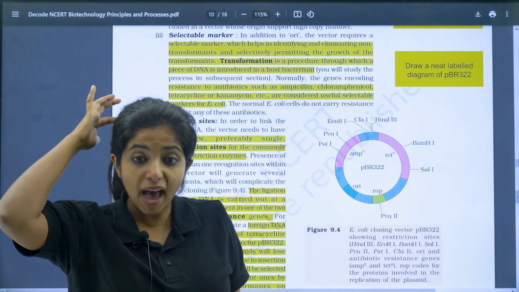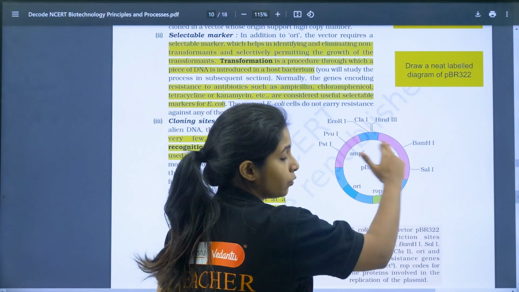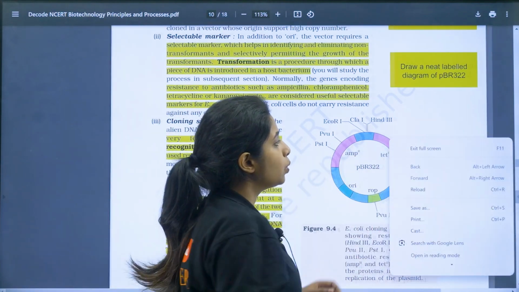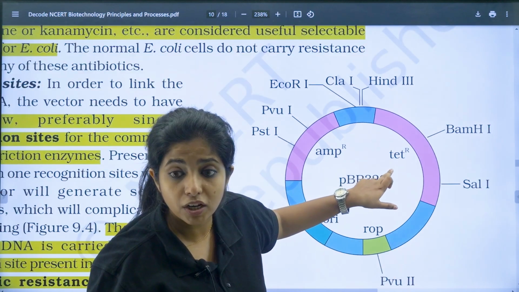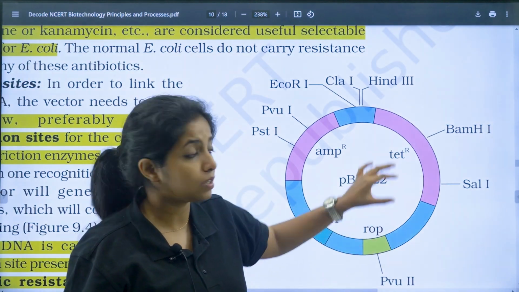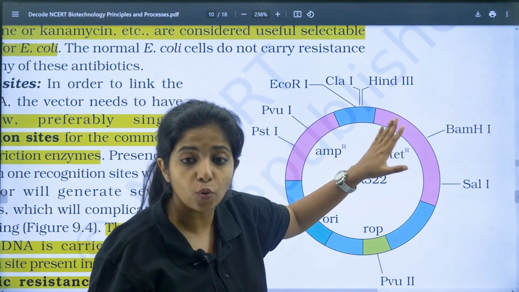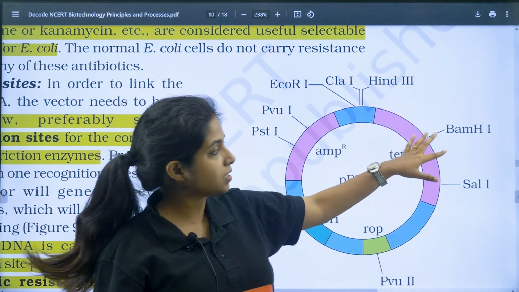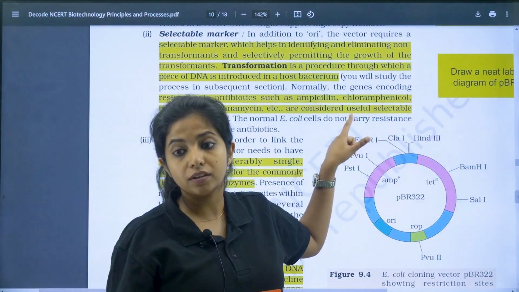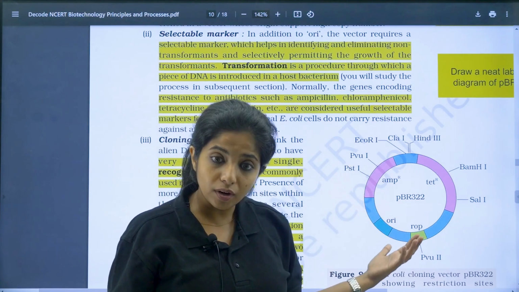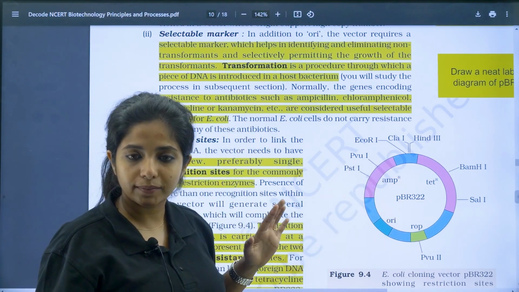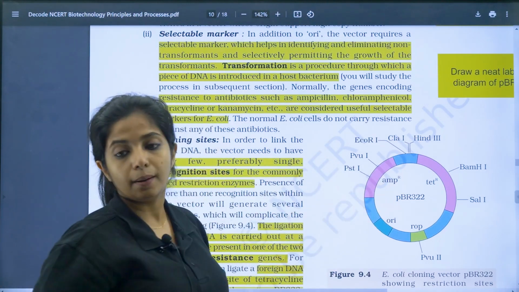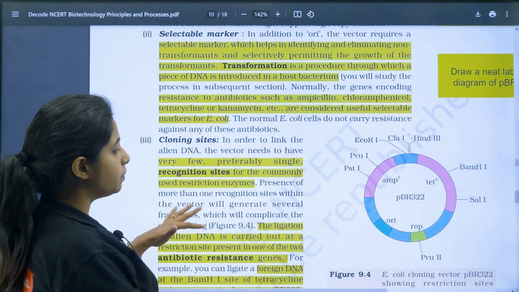Suppose BamHI is active and it makes a cut over here, and now I am going to put my gene of interest over here. Do you think it will still be tetracycline resistant, my dear children? It would not be tetracycline resistant because I have inserted something else over here. You get it? Since I have my gene of interest inserted over here, this won't be resistant anymore, and hence I can select this particular plasmid, or this particular organism which has the plasmid. That is why it is known as a selectable marker.